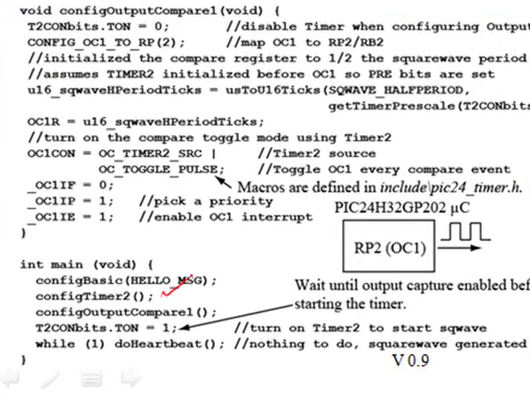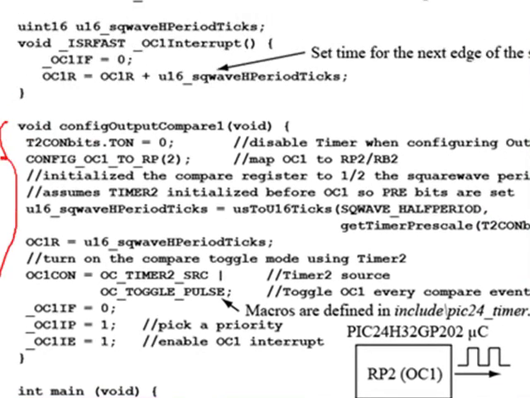After timer 2 is configured, the next thing we're going to do is configure the output compare module. That's going to be done by this code here. The first thing we do is disable the timer. The datasheet says that when writing the output compare control module for correct operation, the timer should be disabled. So that's what we're going to do. We're going to take the OC1 pin and map that to remappable pin 2. So that means that our square wave is going to appear on remappable pin RP2.